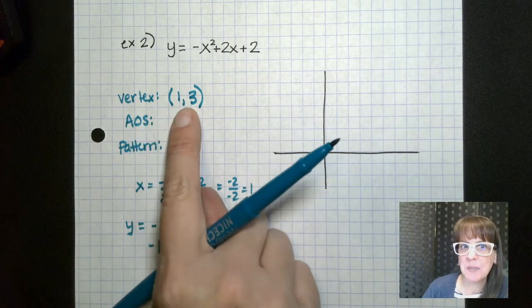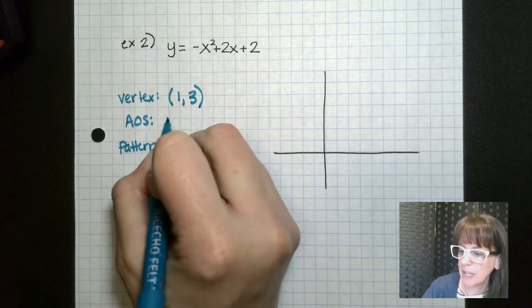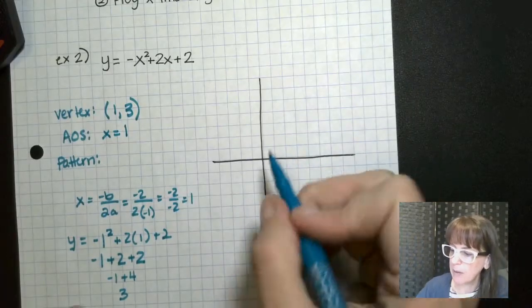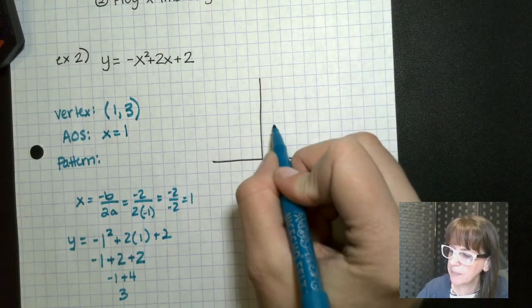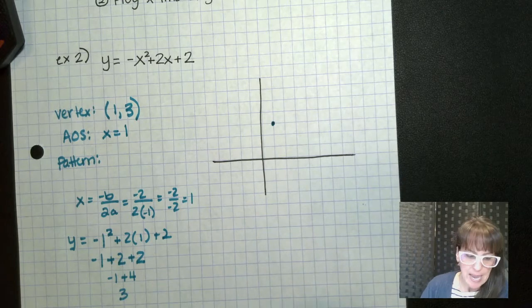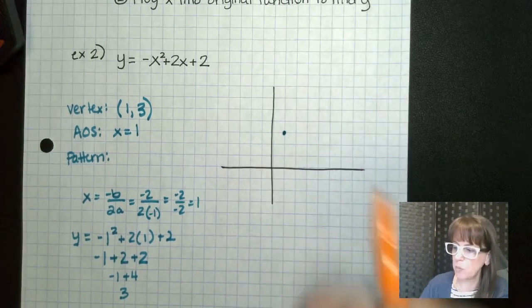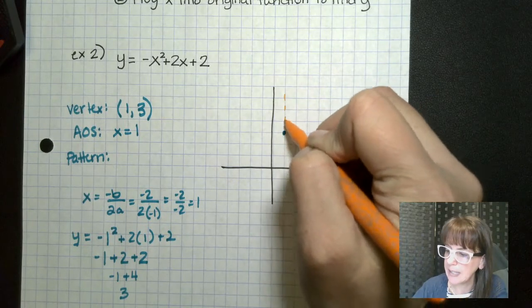Our axis of symmetry, we always, again, write that as the equation of a line. X equals whatever our x is, 1. So let's go ahead and graph that. We go over 1, up 3. There we go. And then we have our axis of symmetry is x equals 1. So we draw the equation of the line like this.